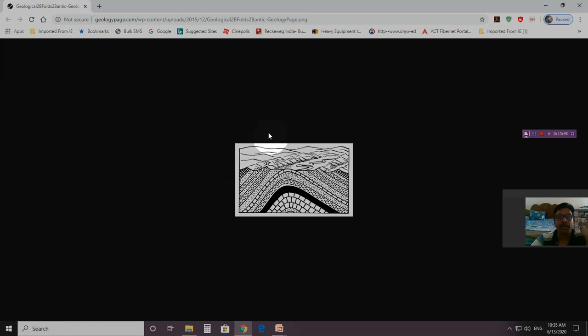This probably was like this. Probably this mountain was somewhere like this. This layer was like this, this layer was like this. Then it got eroded and became flat. Now where is the oldest strata? It is in the center. So now you understood what is meant by oldest strata in the center for an anticline.